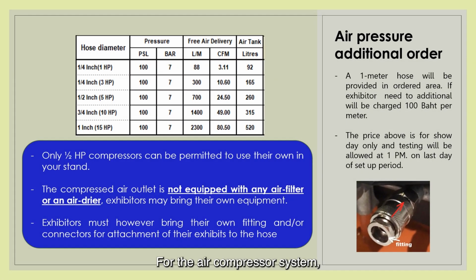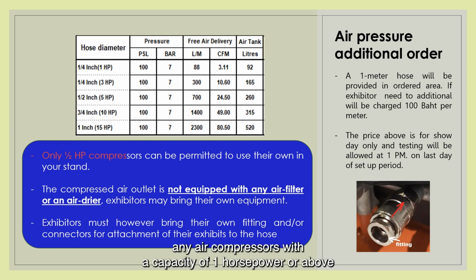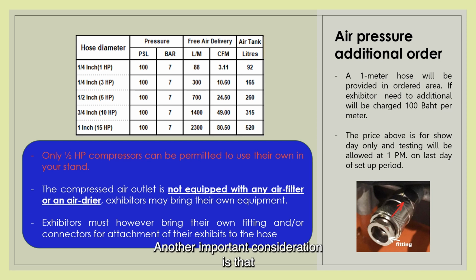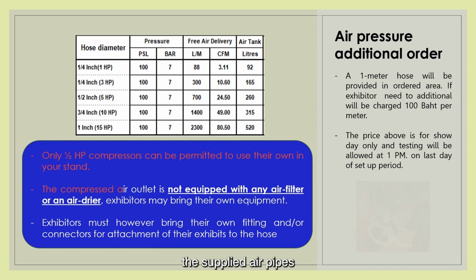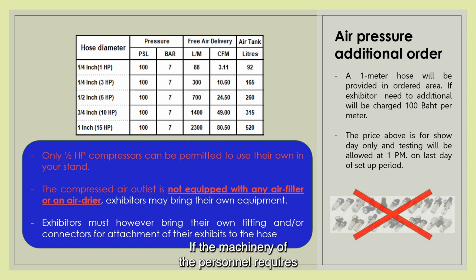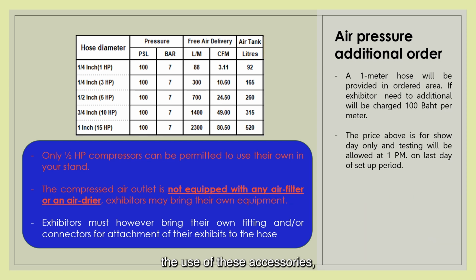For the air compressor system, it is necessary to inform us in advance that any air compressor with a capacity of 1 horsepower or above must use the facility designer system. It is strictly prohibited to bring and use a personal air compressor. Another important consideration is that the supply air pipe will not have a built-in air filter or moisture filter. If the machinery of the personnel requires the use of these accessories, they must provide them themselves.